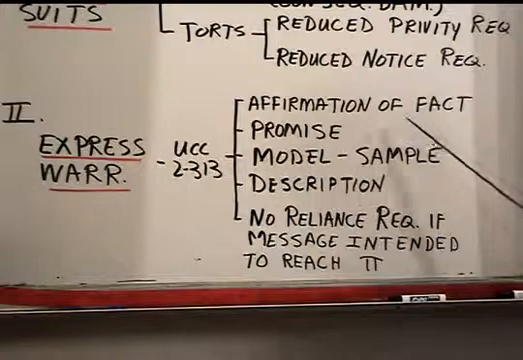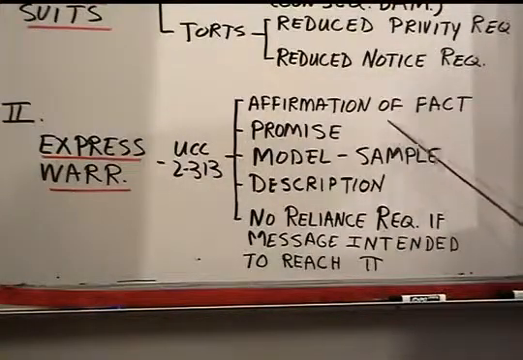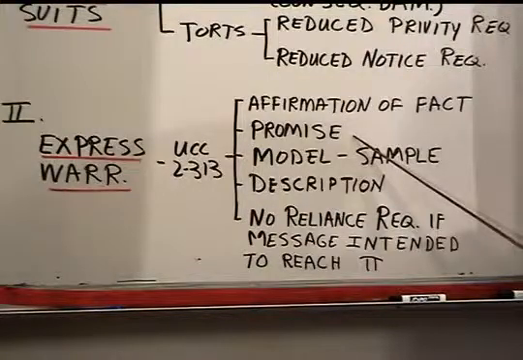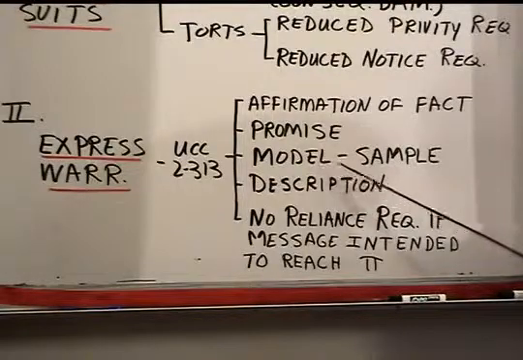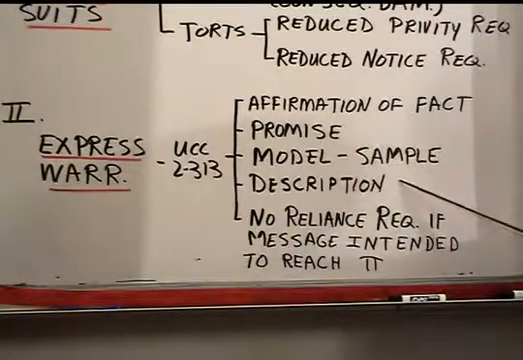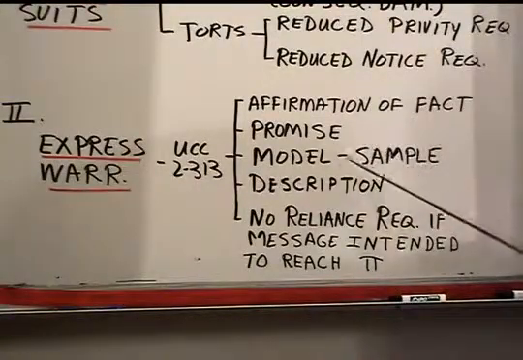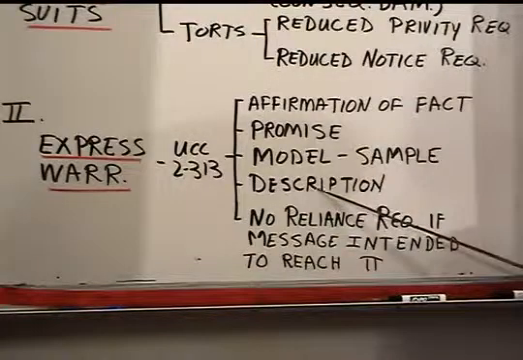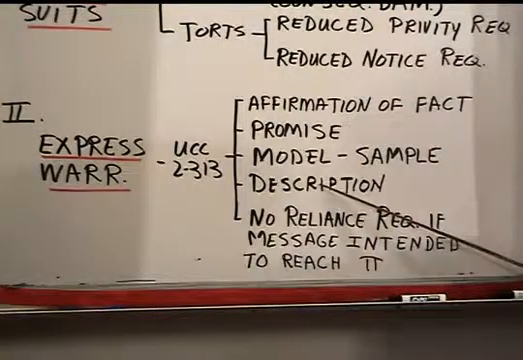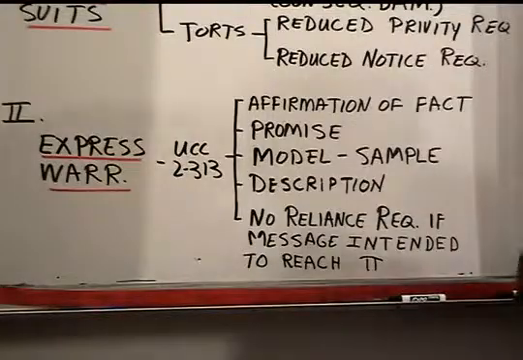And an express promise can come in a lot of forms. It can be an affirmation of fact. It can be a promise that the person made, that the product will work a certain way. It can be a model. It can be a sample. It can be a mere description of the product. All these things, affirmations, promises, models, samples, description, qualify as express warranties. You can put a tag on the refrigerator and say, this refrigerator works a certain way. That will be an express warranty.